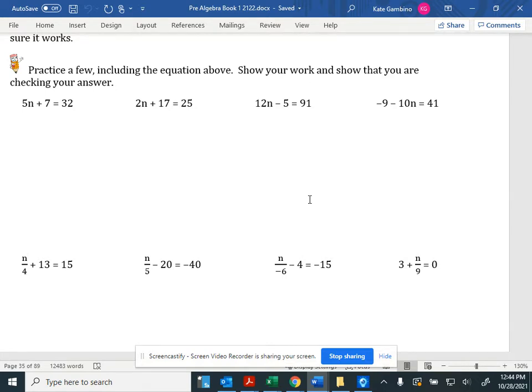Five n plus 7 equals 32. What's the first step I want to do? First step, Izzy. Because remember, we have PEMDAS, but we're changing it around and going backwards. So we want to do this first, then this, then this, then that.